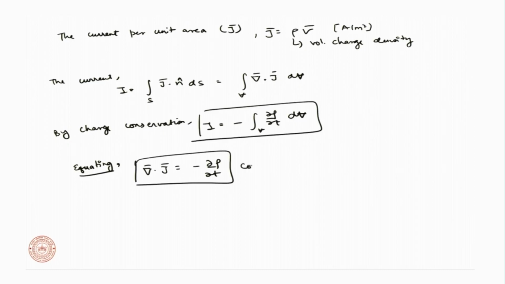This is called the continuity equation of electromagnetism. This is not the continuity equation for your fluid mechanics, please do not confuse it with that. This is for electromagnetism, and it says that the divergence of the current density is equal to minus del rho by del t, that is the partial time derivative of the charge density.